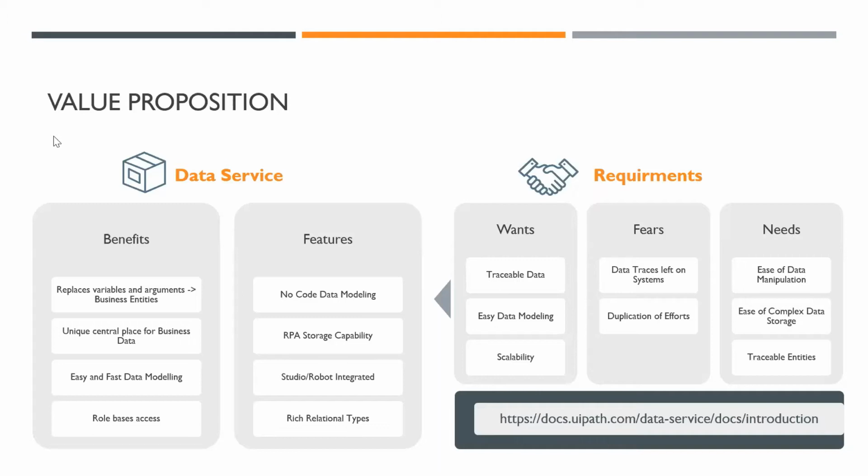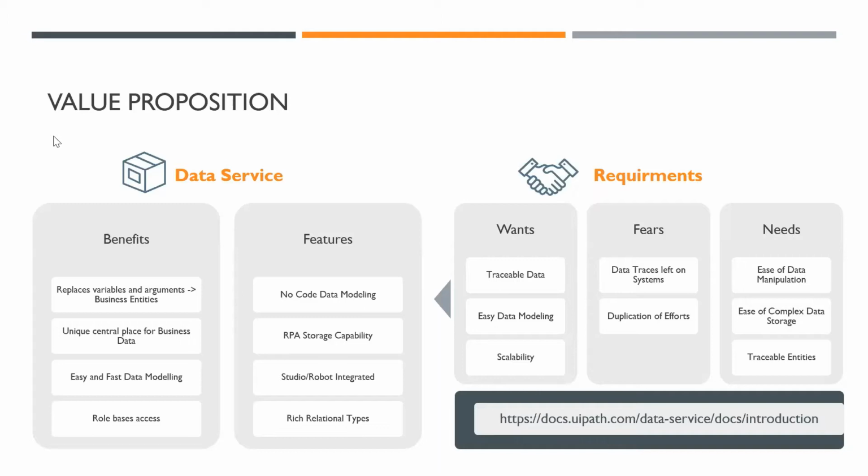There are a lot of benefits that Data Service brings with it. First and foremost, it decouples the data from the process workflow, which means you can use the same data model in multiple workflows or different processes that correspond to the same business entity. The arguments and variables storing various properties of the business entity are now replaced by the business entity model itself, giving you more comprehensive and readable code.